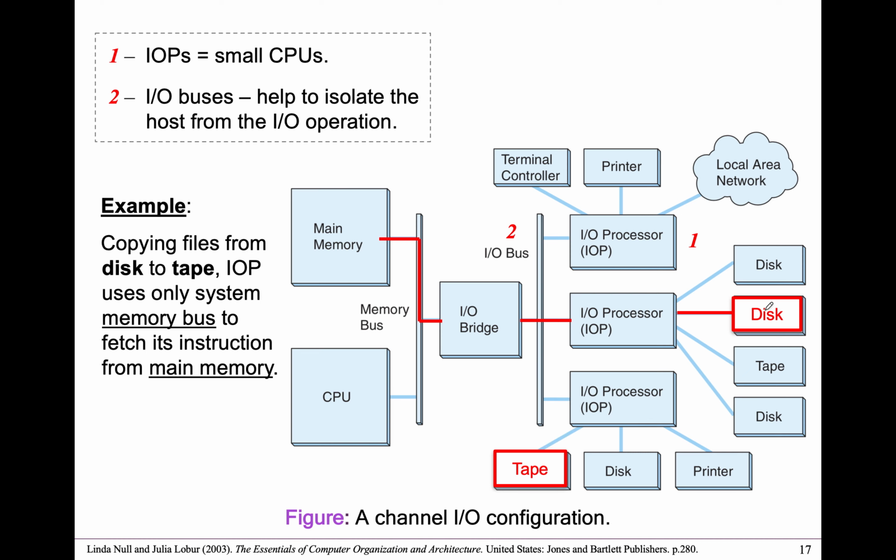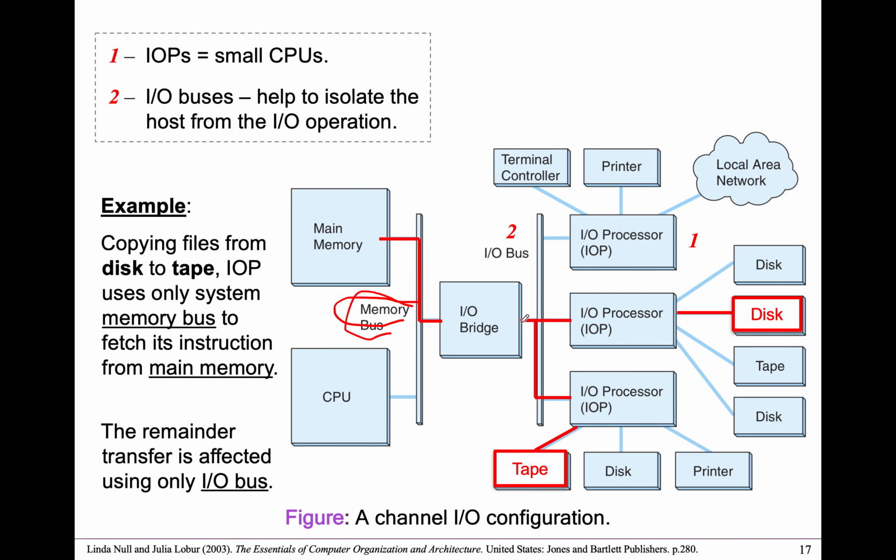Okay, you can see the flow. Direct to the I/O processor, and then of course you're going to have an I/O bridge to connect your I/O processor with the CPU and main memory to your memory bus, and your memory bus will go directly to your memory. After that, it's going to come back again to the I/O processor, and then it's passed to the tab. A reminder: transfer is affected using only the I/O bus.